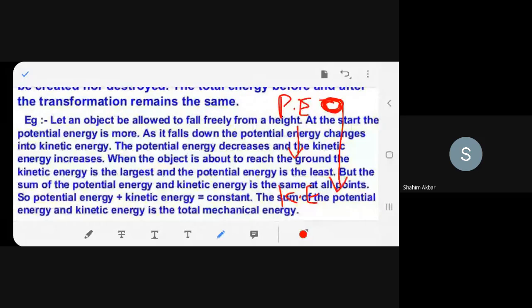Because it is moving. The ball is moving. So potential energy is converted into kinetic energy. You agree or not? Yes, ma'am. So what is decreasing? Potential energy is decreasing and kinetic energy is increasing. Agree? Okay, fine. Thank you. Now begin.